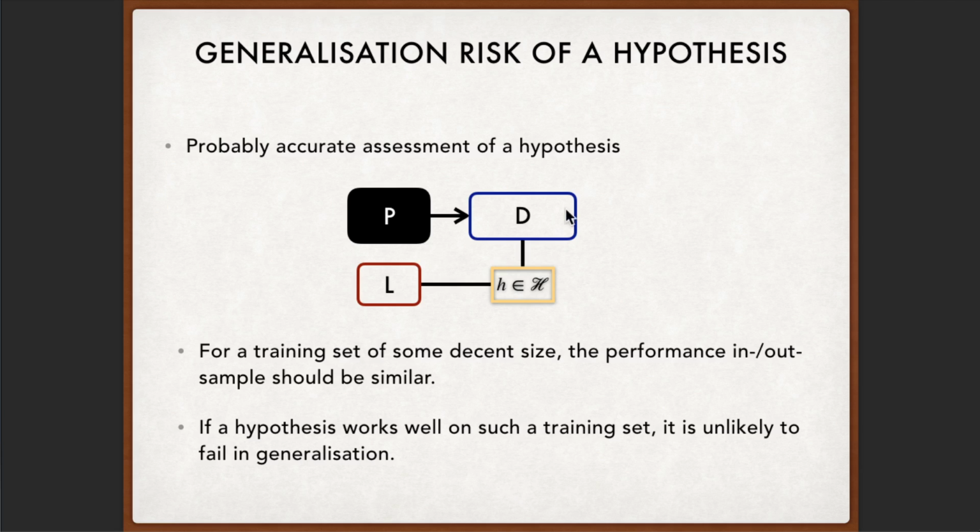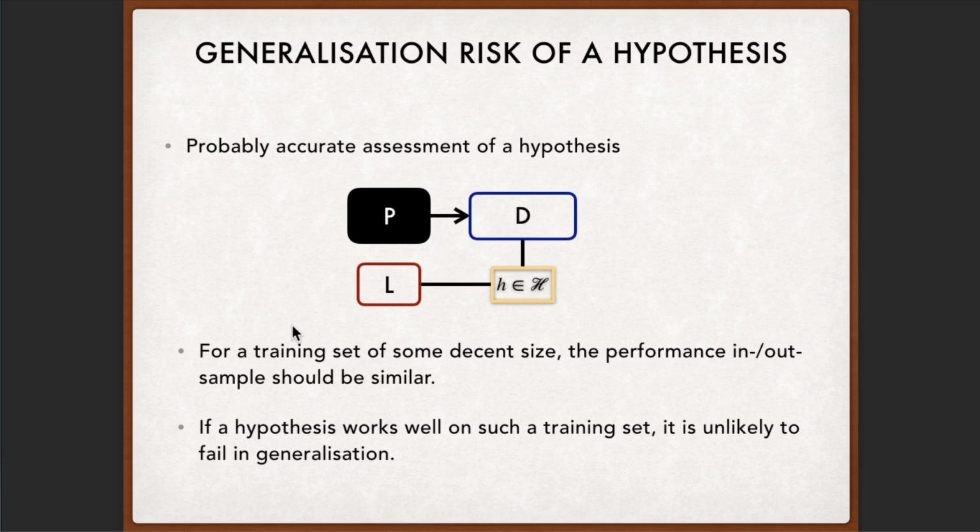Which means if the number of examples in this dataset is sufficient, and we evaluate some hypothesis H, then the evaluation will reliably, with sufficient probability, track the hypothesis's performance on generalization, the generalization error. So this is to say, if the hypothesis works well on the training dataset, it is unlikely to fail in generalization.